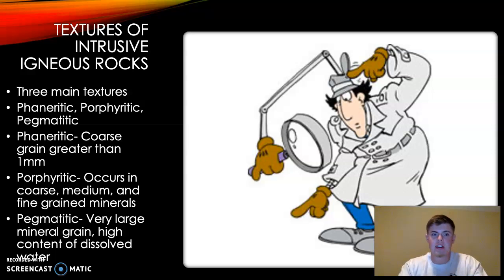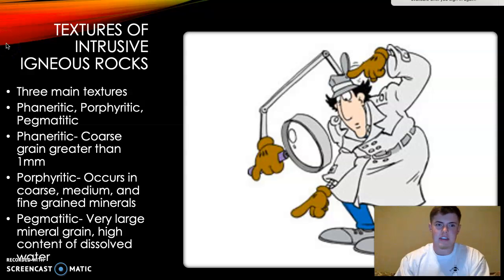Igneous rocks have three main textures. These three main textures include, forgive me if I don't say this right, phaneritic, porphyritic, and pegmatitic. Phaneritic contains coarse-grained minerals that are greater than 1 millimeter. And porphyritic occurs in coarse, medium, and fine-grained minerals. And pegmatitic is a very large mineral grain, and that is due to the high content of dissolved water.